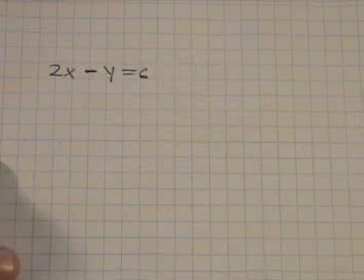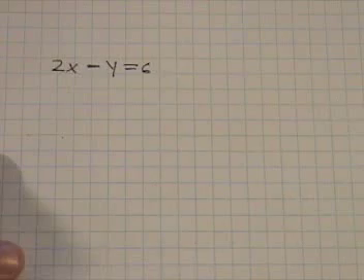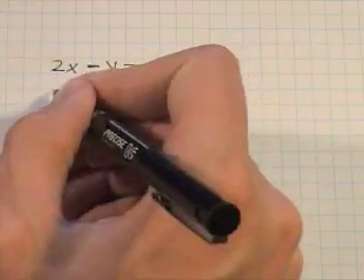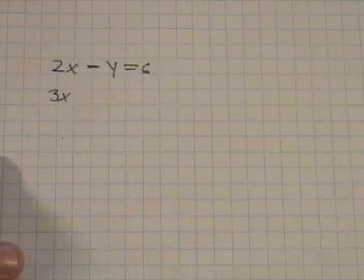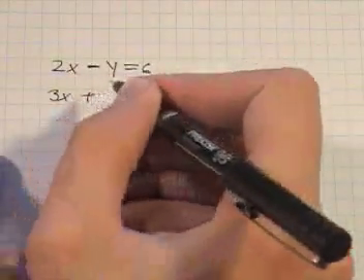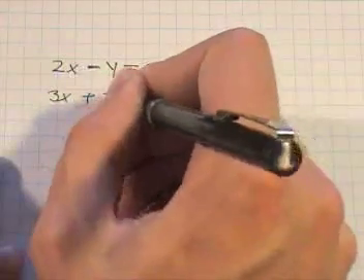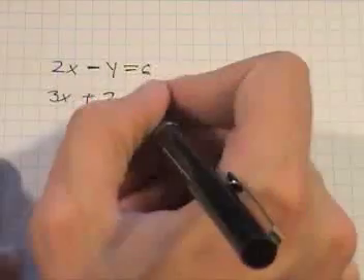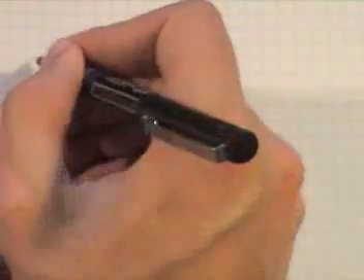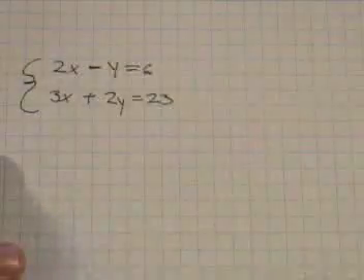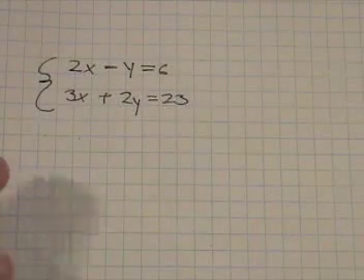Seems simple enough. So let's go ahead and do the second one. 3 times the first number, that's x, remember? So 3 times x increased, so we're going to plus, increased by twice the second. So 2 times y equals 23. There's our system of equations. We'll put a left bracket on it. And now we have to decide whether it's easier to use substitution or addition.